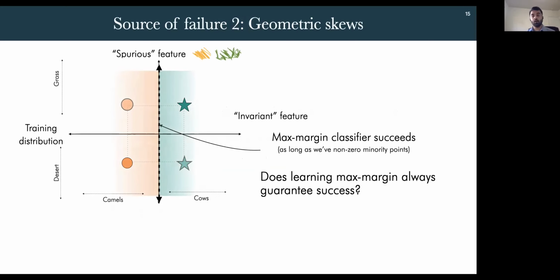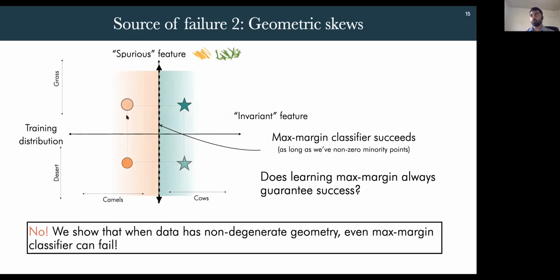In fact, in most real world data, where the geometry of the data set is much more non-trivial than what I've shown you here, you can show that even the max margin classifier is going to fail. Even that is going to look like some sort of a diagonal. So in the next few slides, I'm going to show you what that non-degenerate geometry is. What is the geometry in the real world data that causes even max margin classifiers to fail?